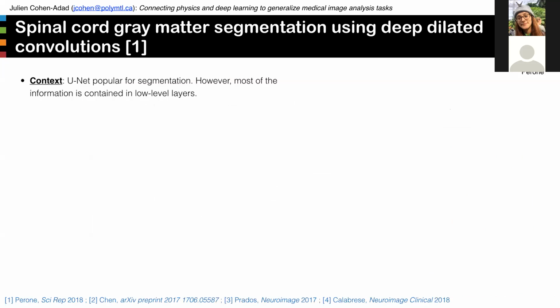That has to do with the segmentation task using deep dilated convolutions. UNet, as you know, is a popular method for segmentation tasks. However, sometimes high-level features are noisy, and most of the information is contained in low-level layers.